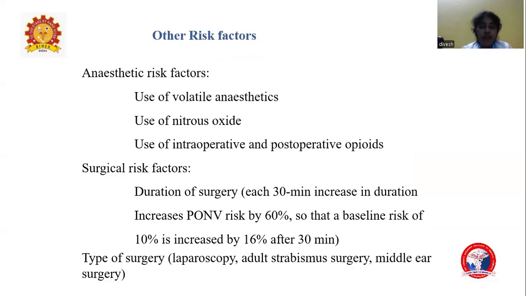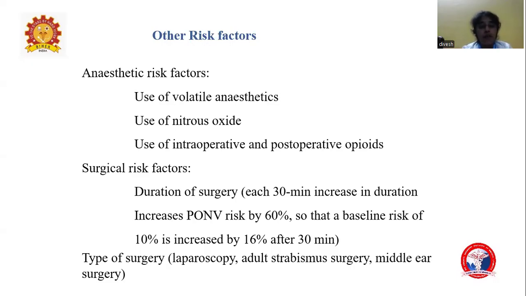Other risk factors besides the Apfel score: the anesthetic risk factors are use of volatile anesthetics, use of nitrous oxide, and use of intraoperative and post-operative opioids. The surgical risk factors also come into play, that is the duration of surgery. Each 30-minute increase in duration increases the post-operative nausea and vomiting risk by 60%, so a baseline risk of 10% is increased by 16% after 30 minutes.